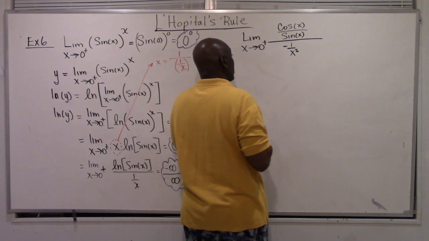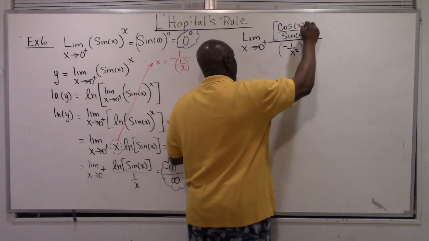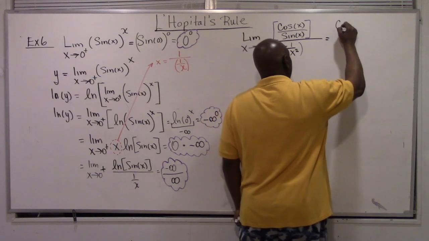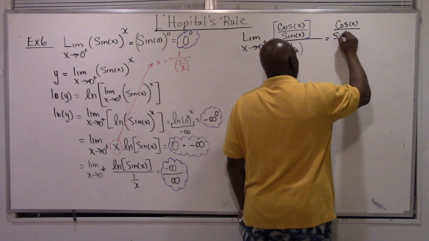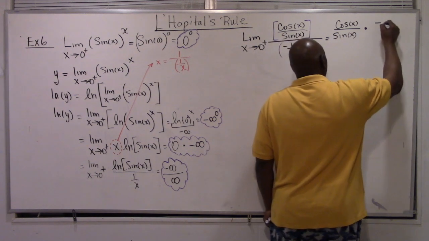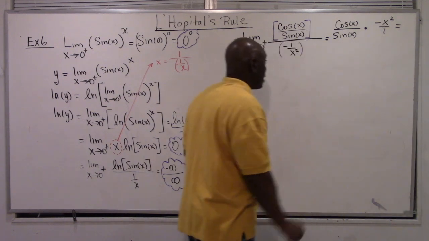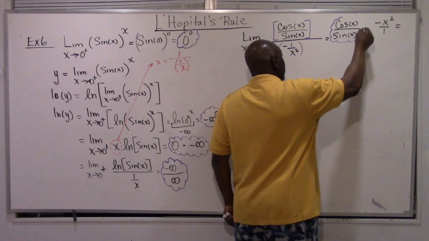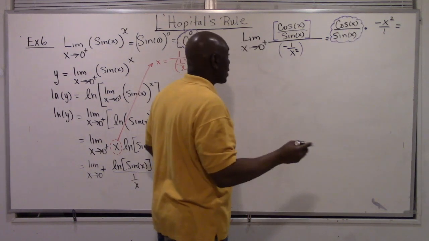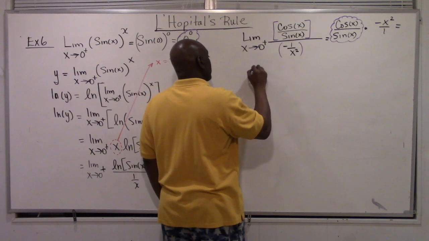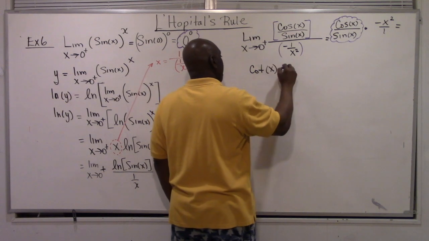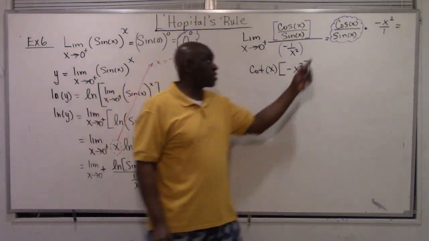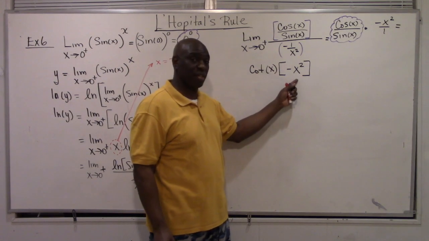All right, here we go. Let's multiply by the reciprocal. This is going to equal the cosine of x over the sine of x times negative x squared over 1. Now watch this. I'm going to rewrite cosine x over sine x as cotangent, because that's what cosine over sine is. So that's the cotangent of x times negative x squared.